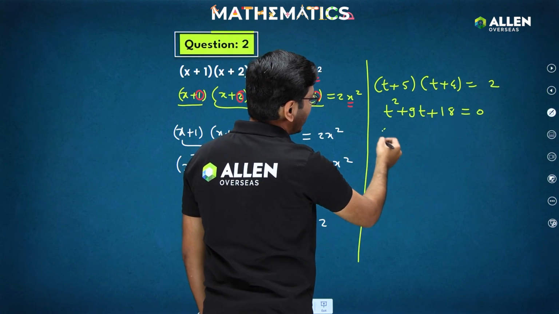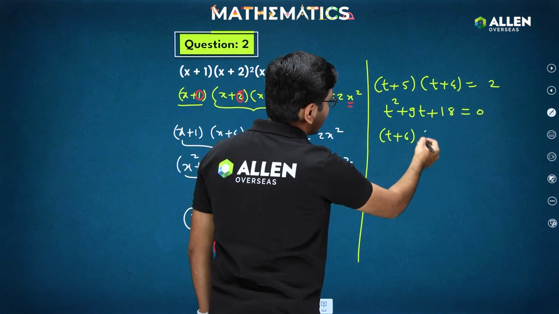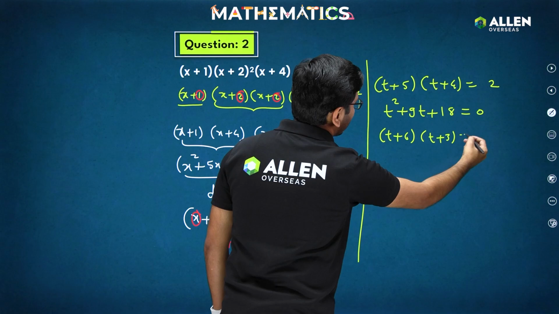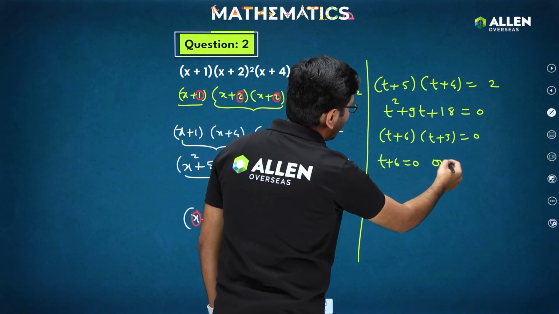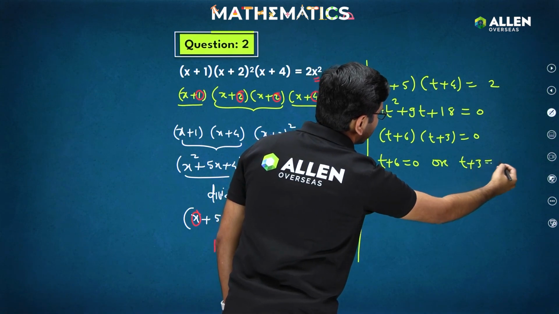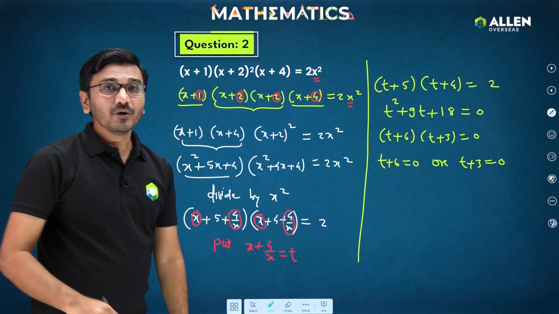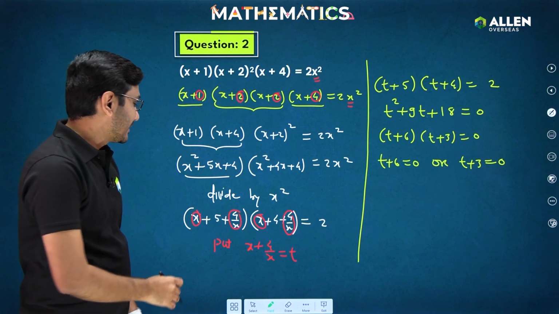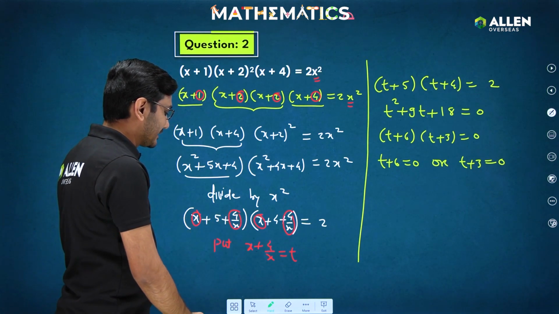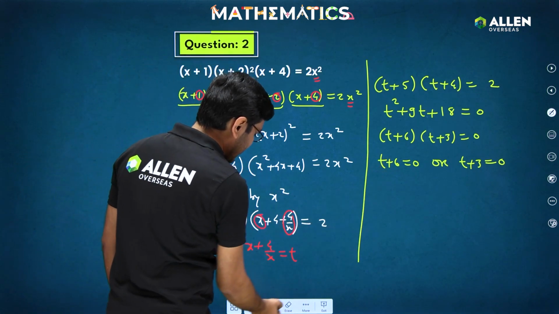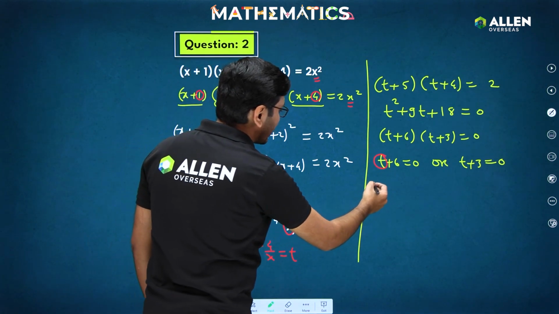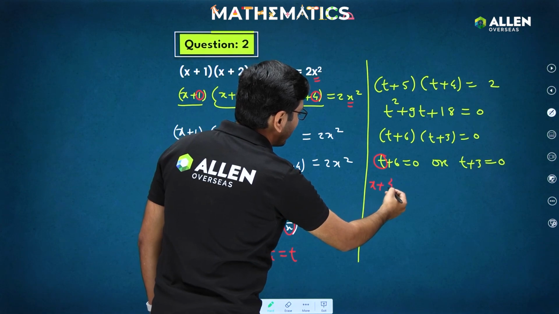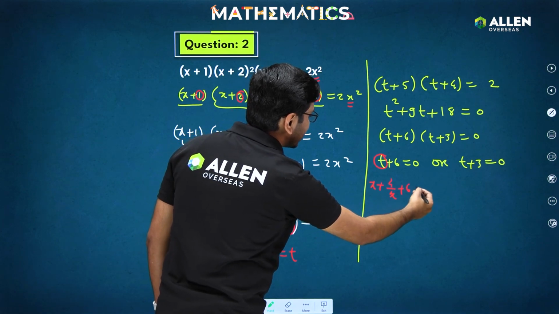And the factors of this will be what? t plus 6 and t plus 3 equal to 0. So you'll get either t plus 6 equal to 0 or t plus 3 equal to 0. But you know your t is what? Your t is x plus 4 by x. So in place of t, wherever there is t, like here we have t, in place of this t I can put x plus 4 by x plus 6 equal to 0.